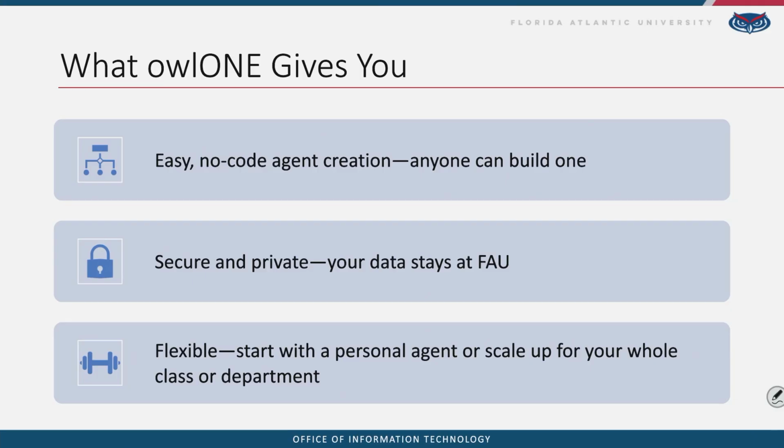So what does owlONE give you? I keep saying this because it's really cool, right? It's easy. It's no-code agent generation. So with just a couple of instructions, you could build it. It's secure and private, so it stays in the FAU network. You could put in your class content, your books, any type of information you want to use, and you will know that this is not being used to train the model. That means it will not be going outside. This will not show up in somebody's ChatGPT answer somewhere else and not part of FAU. This is just going to be for your agent.